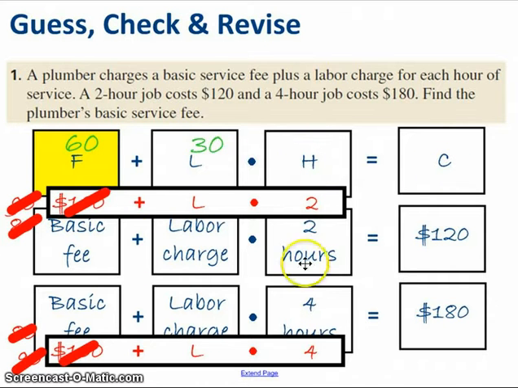So let's look at this scenario here just to prove it to ourselves. 60 plus 30 times 2. 30 times 2 is another 60, so 60 plus 60, well, that is 120, so that worked. How about here? 60 plus 30 times 4, well, 30 times 4 is 120. 120 plus 60 is 180, so that does work. Those are the amounts for the basic fee and the labor charge, but it took us quite a while. I kind of skipped over some steps, but that checking and revising, checking and revising, we had to go through quite a few different tries before we found 60.